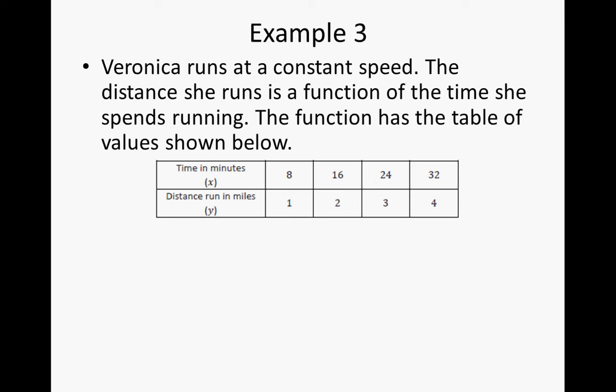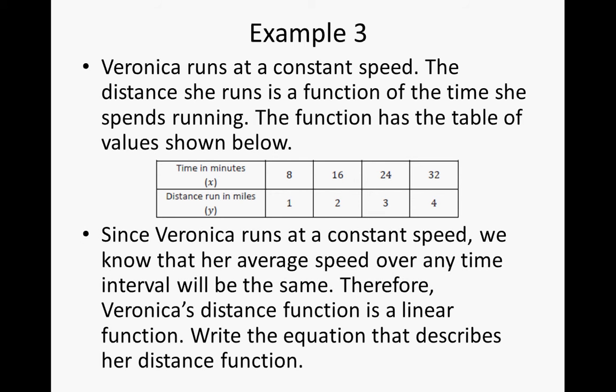All right, let's take a look at example 3. Veronica runs at a constant speed. The distance she runs is a function of the time she spends running. The function has a table of the values shown below. Since Veronica runs at a constant speed, we know that her average speed over any time interval will be the same. Therefore, Veronica's distance function is a linear function. Write the equation that describes her distance function.